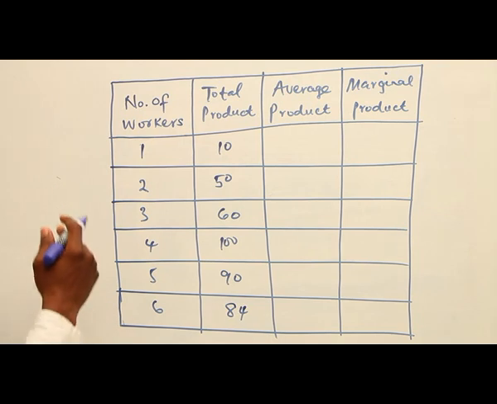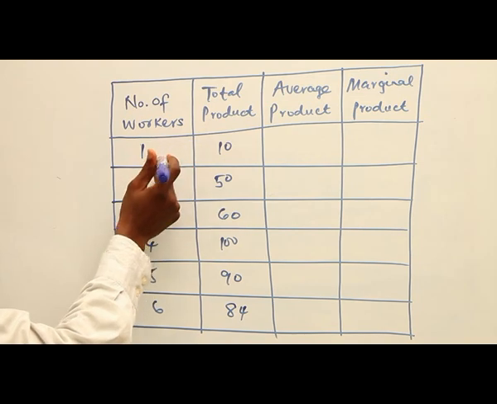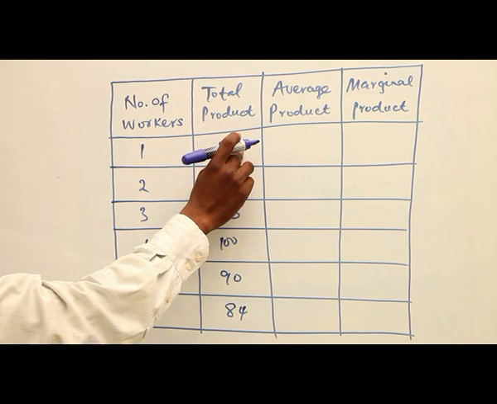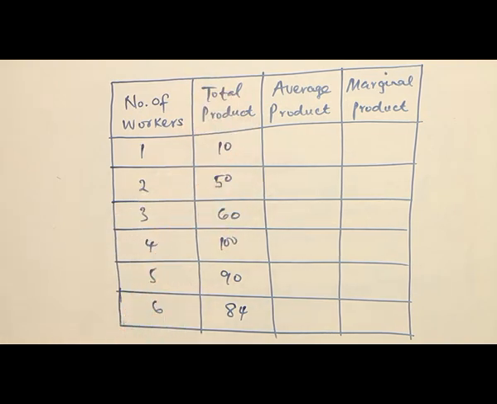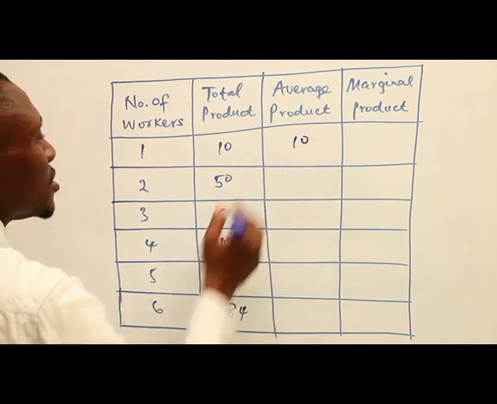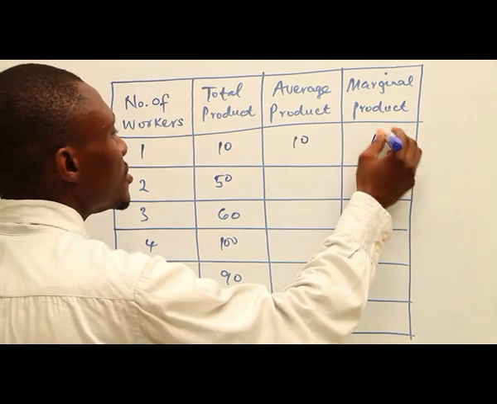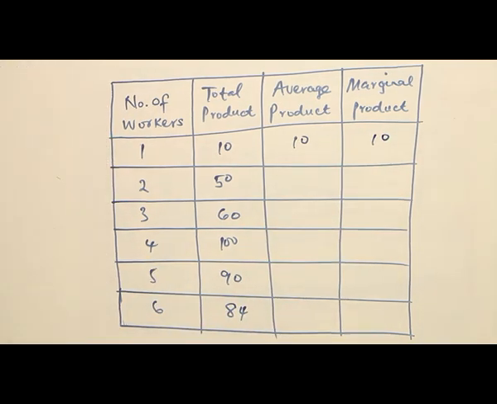So if workers imply a variable input, one worker being employed produces 10 units of output. The average is going to be 10, because we divide the total product by 1 unit, which gives us 10. Now, for our marginal product, the marginal product will still be 10, because there is nothing like previous output.